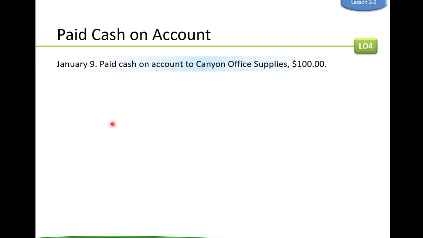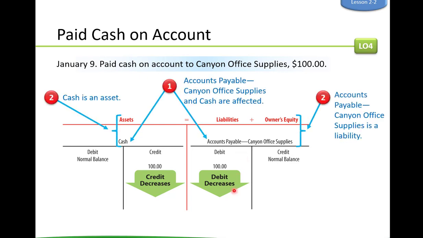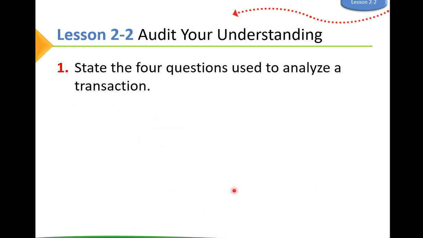We pay cash on account. That means our cash needs to go down. If our cash goes down, that's a credit. We are also going to lower our accounts payable. That's going to be a debit. Liabilities decrease on the debit side, and assets decrease on the credit side. The cash is credited, and accounts payable is debited.